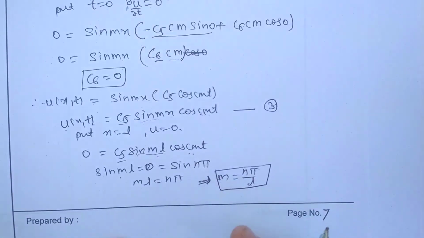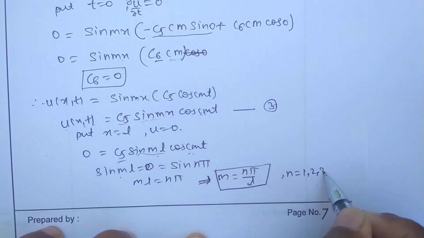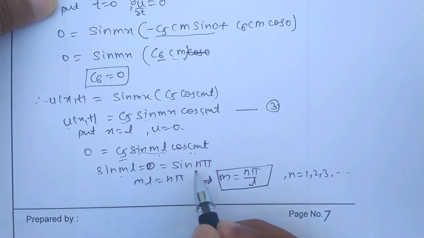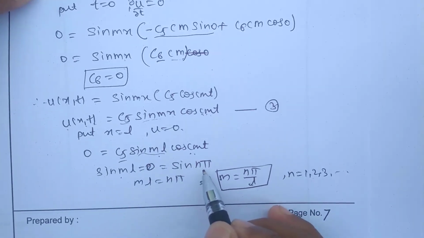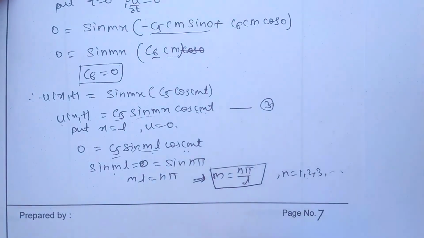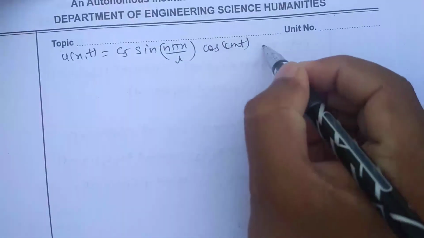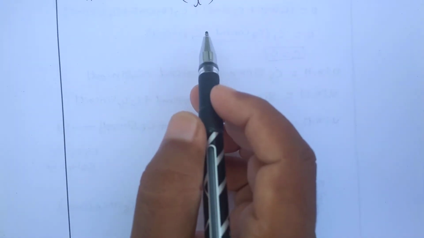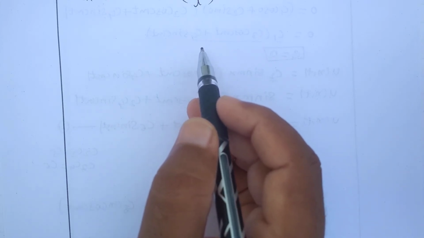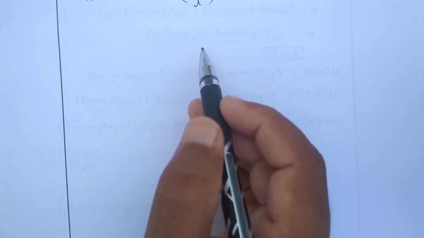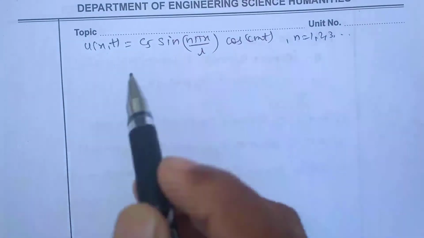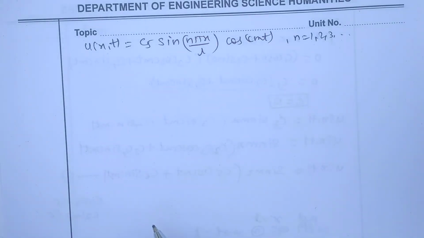Now whatever we calculated, the value of m is n pi by l. Here the value of n is 1, 2, 3, and so on, because sin 1 pi is also 0, sin 2 pi is also 0, and if you put n equals 3, sin 3 pi is also 0. So values of n are 1, 2, 3, and so on. For n equals 1, you will get one solution. For n equals 2, you will get another solution. For n equals 3, you will get a third solution. Like that, we will get different solutions for different values of n. So you have to combine all these solutions, add all these solutions.